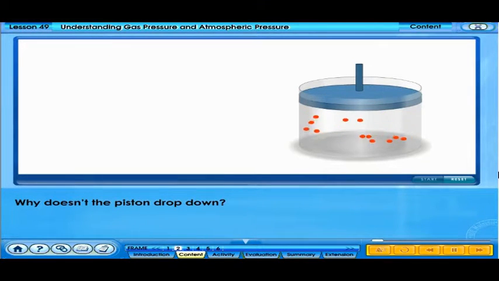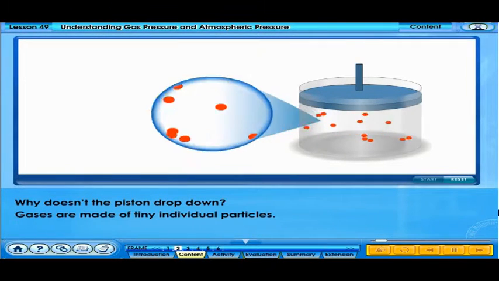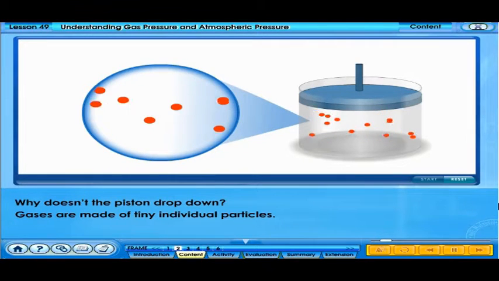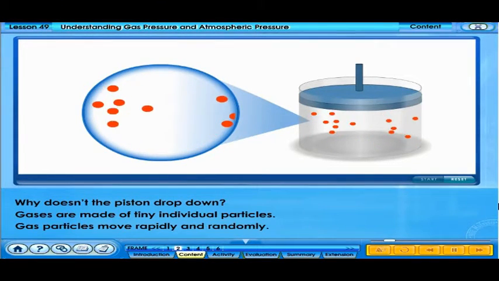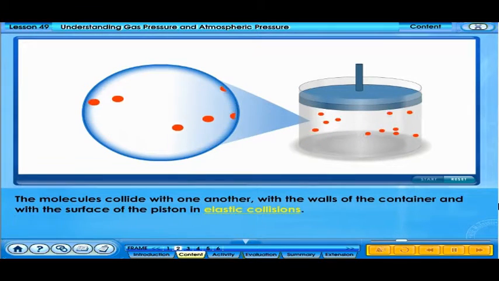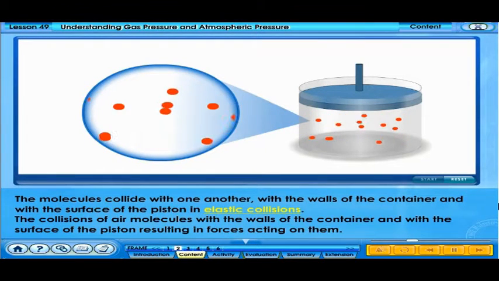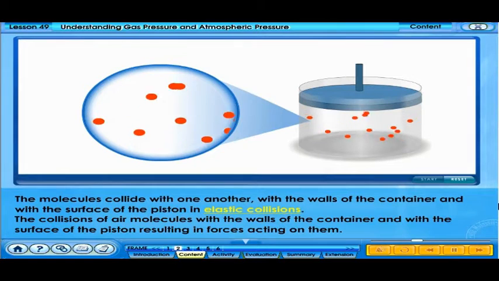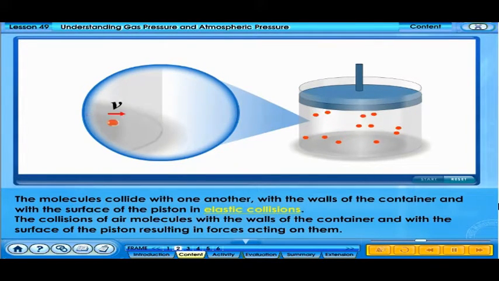Why doesn't the piston drop down? Gases are made of tiny individual particles. Gas particles move rapidly and randomly. The molecules collide with one another, with the walls of the container, and with the surface of the piston in elastic collisions. The collisions of air molecules with the walls of the container and with the surface of the piston result in forces acting on them.